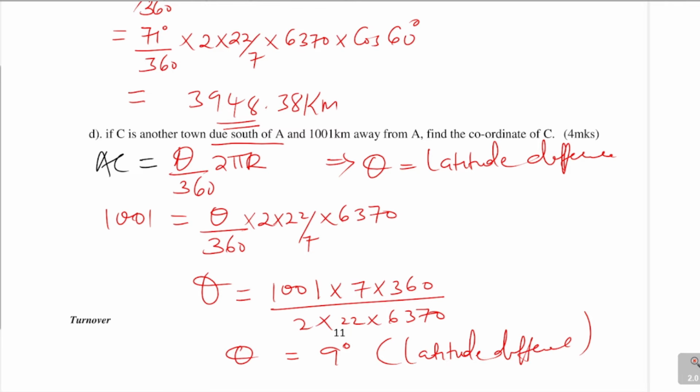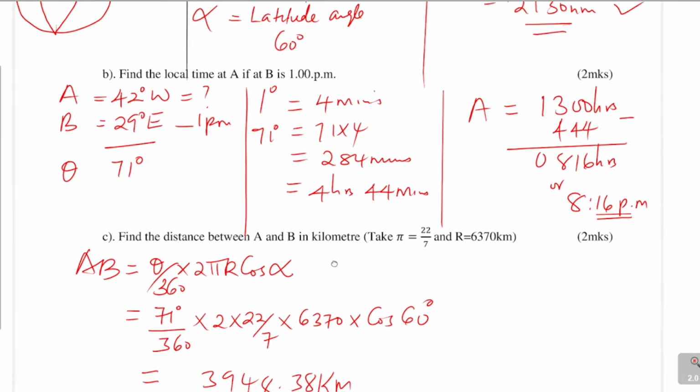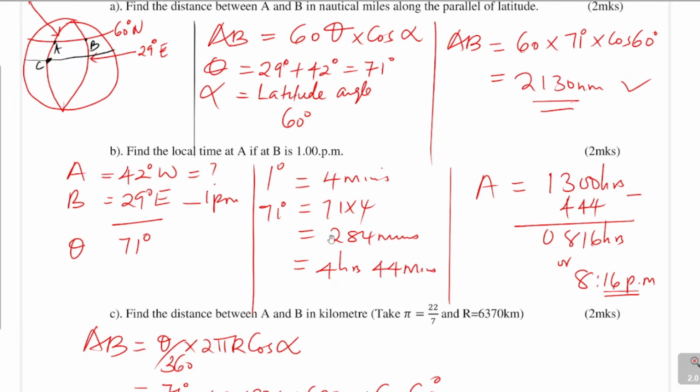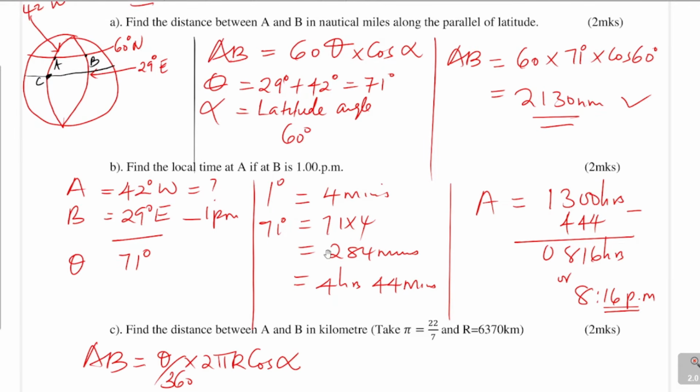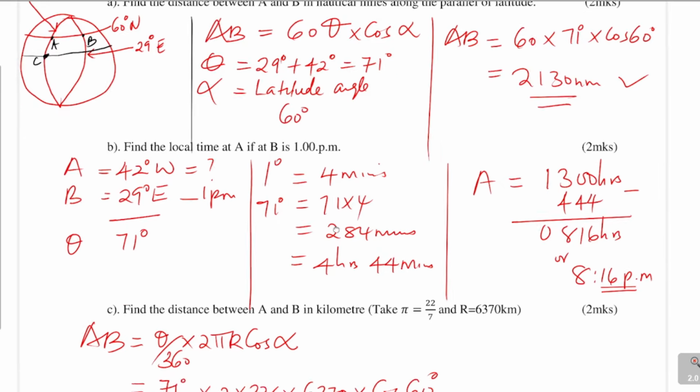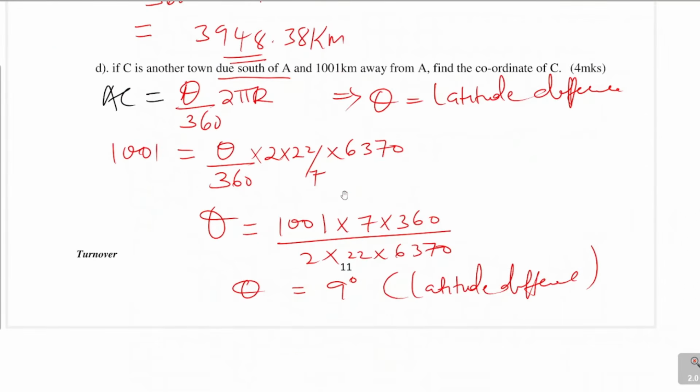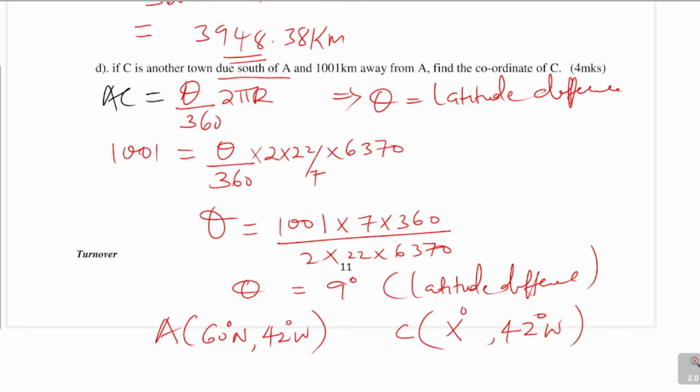Now, because that is the latitude difference, you get it by subtracting or adding. When you look at the latitude, A is 60 degrees north and 42 degrees west. For C, we said C will be located at X degrees, but we don't know whether it is north or south. We want to determine that, but on the same longitude. So how do you get this difference?